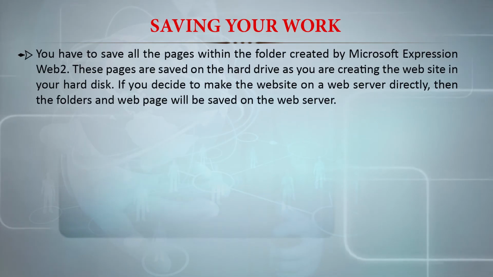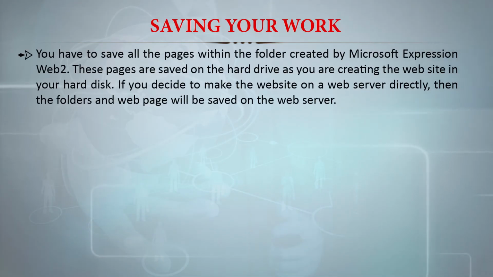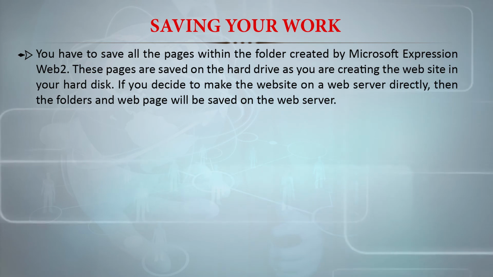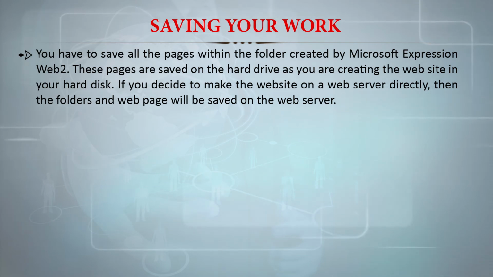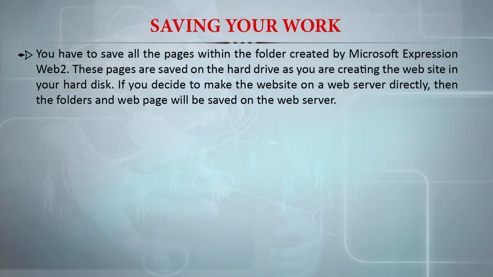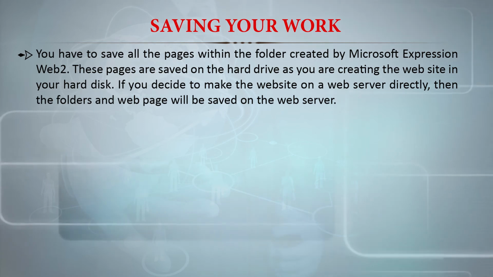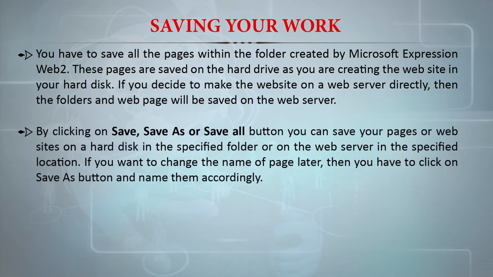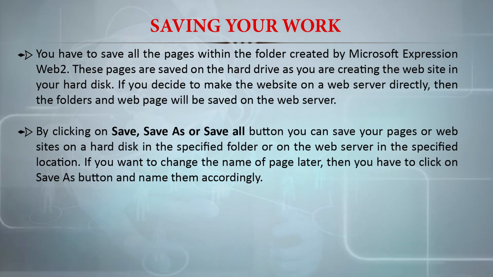You have to save all the pages within the folder created by the Microsoft Expression Web. These pages are saved on the hard drive as you are creating the website on your hard disk. If you decide to make the website on a web server directly, then the folders and the web pages will be saved on the web server. By clicking on the Save, Save As or Save All button, you can save your pages or websites on a hard disk in the specified folder or on the web server in the specified location.